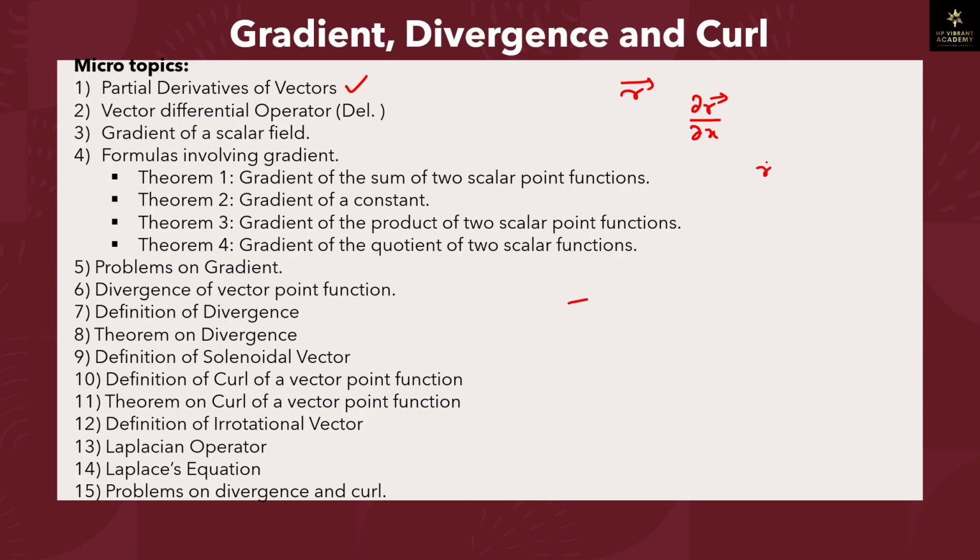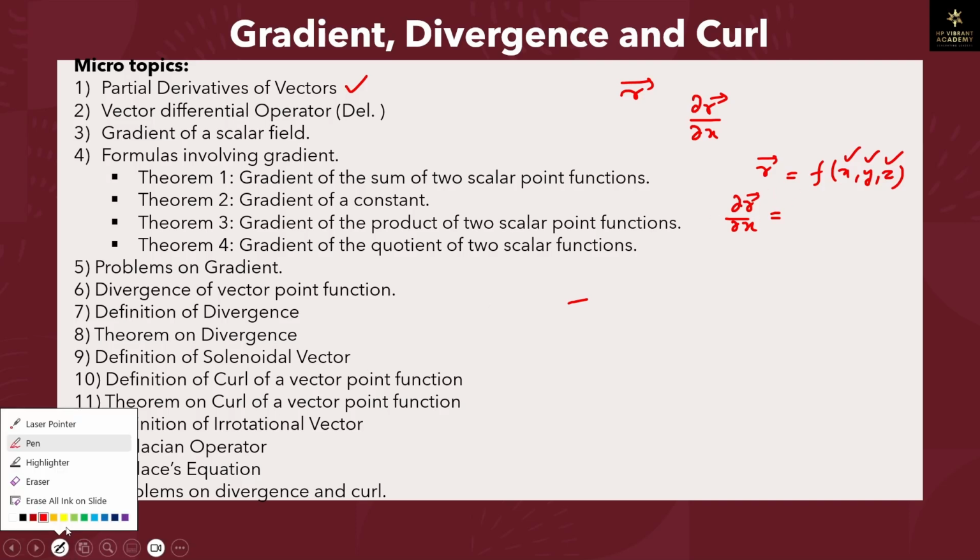Suppose r is a function of x, y and z. These are the scalar variables. Suppose we want to find the partial derivative of vector r with respect to x, so del r upon del x, then we have to differentiate this vector with respect to x, keeping y and z as constant. This is the partial derivative of vector. We will discuss this in detail.